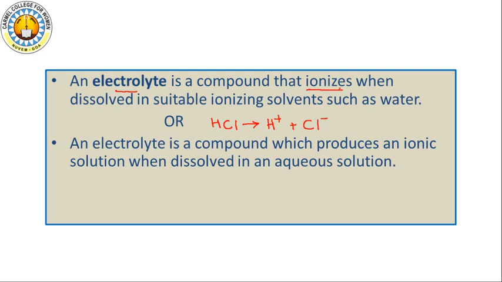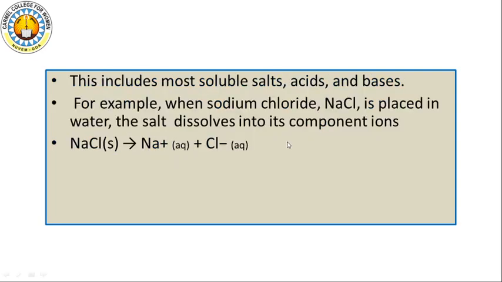So an electrolyte is a compound that ionizes when dissolved in suitable ionizing solvents such as water. Or an electrolyte is a compound which produces an ionic solution when dissolved in an aqueous solution. It means the same thing. This includes most soluble salts, acids and bases. For example, when sodium chloride is placed in water, the salt dissolves into its component ions.